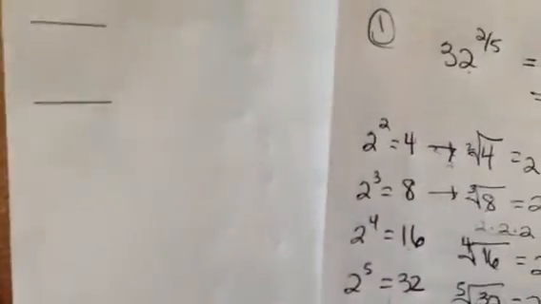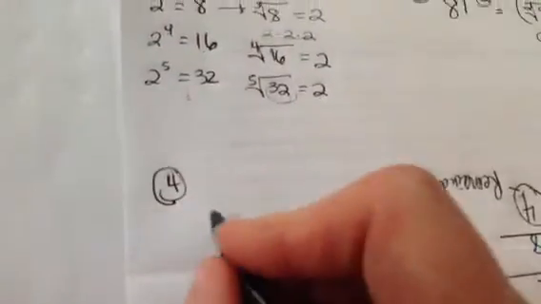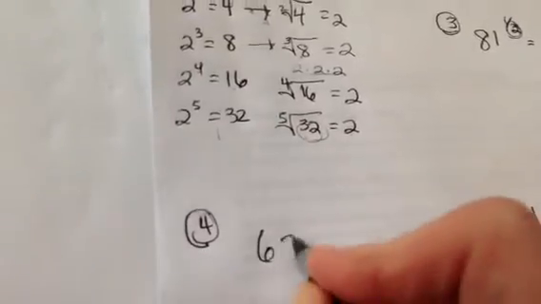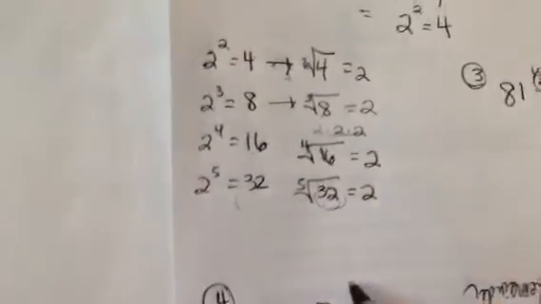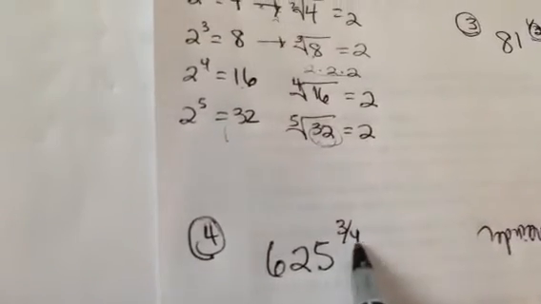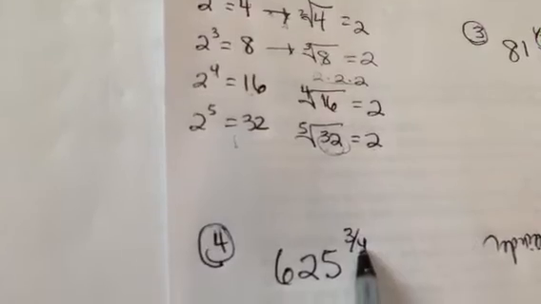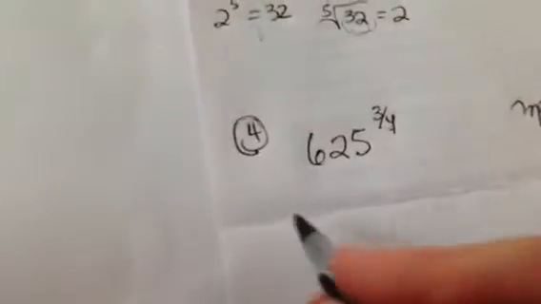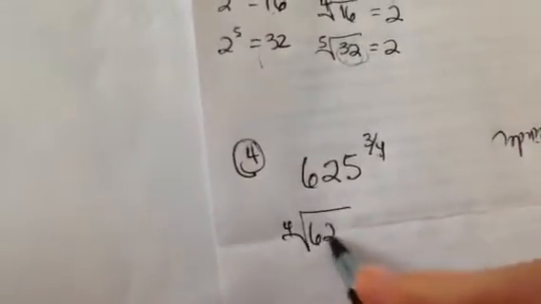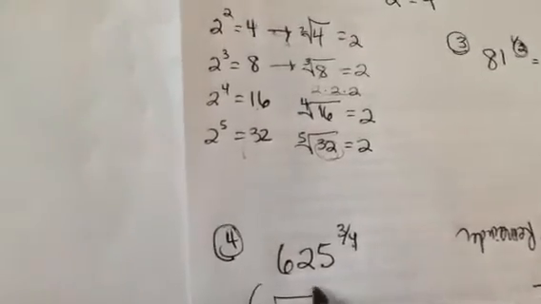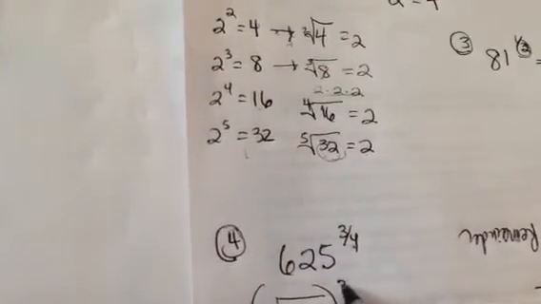Okay, let's try another one. Let's try number 4. Number 4 looks like this, 625 to the 3/4. Okay, big number. But remember, whatever's in the denominator, that's what root I want to find. So I'm going to want to find the fourth root of this. So I'm going to look for this, the fourth root of 625 to the third.